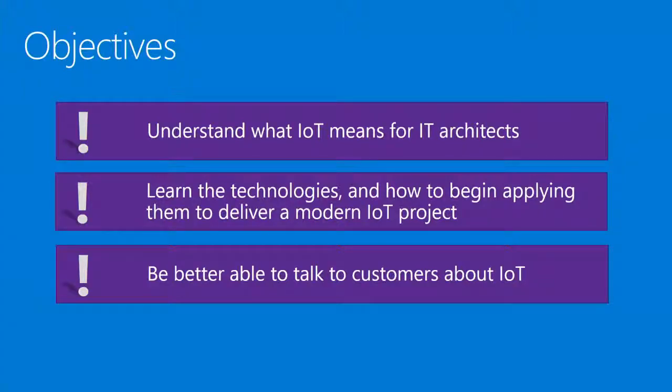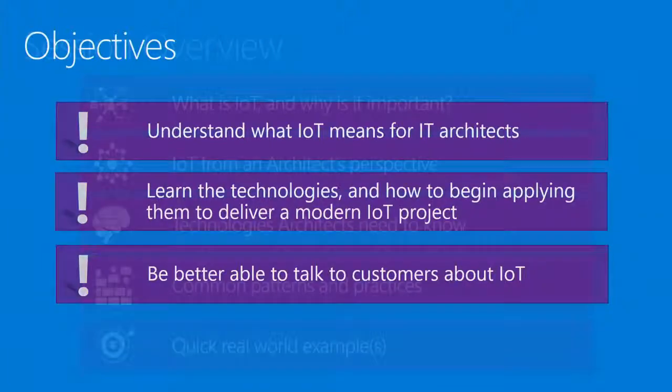My objectives today are to help articulate these points and understand what IoT means for architects. I trust I'm speaking to experienced architects who are delivering software solutions for customers. The goal is to learn the technologies, because they are advancing very, very quickly. New stuff is coming out constantly. It is very important to learn them, and if you haven't yet, to learn how to begin applying them to deliver what I will call a modern solution. We'll get into that. And then to be better able to talk about IoT to customers. I think that's important.